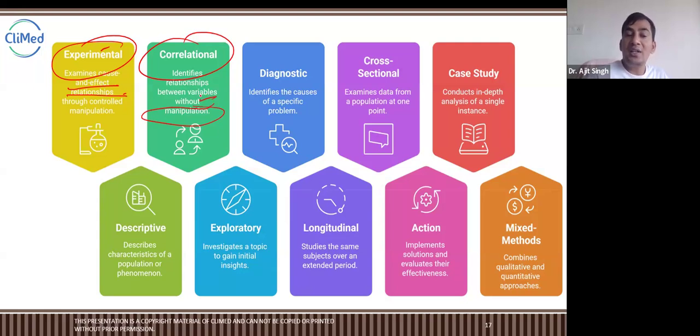They check the correlation, not the relationship here. Diagnostic means these are defined only for diagnostic purposes, like diagnosis of any disease, or diagnostic biomarkers, diagnostic tools or diagnostic procedures. So the studies which are designed only for diagnosis are called diagnostic designs, and those designs are quite different from the normal designs, because in the normal designs we use the patients' data, retrospective and all, but for the diagnostic we have only certain designs like RCTs and all, right?